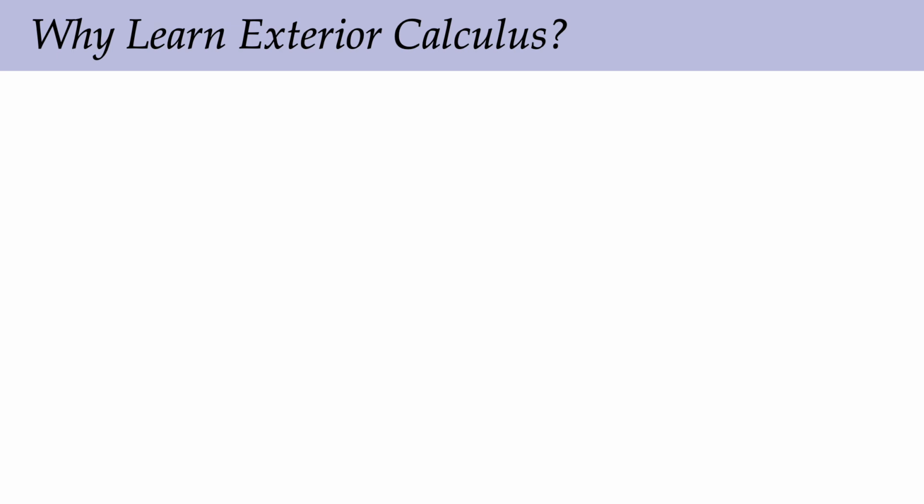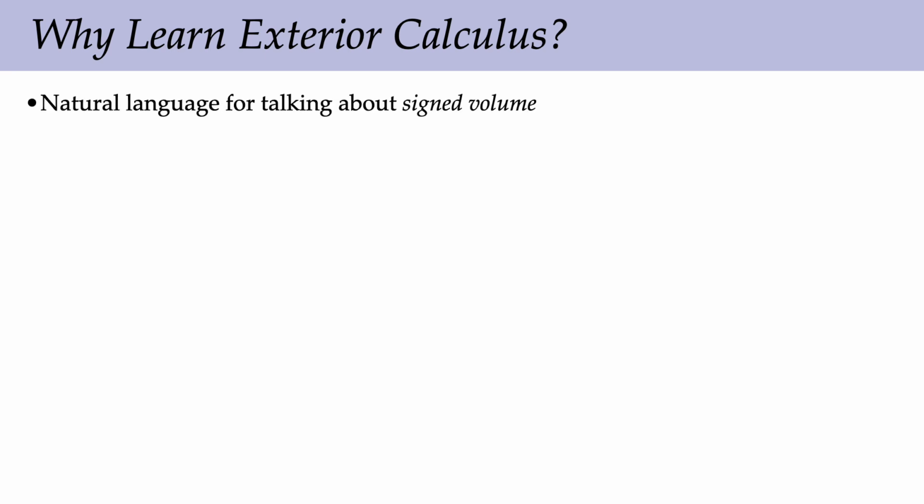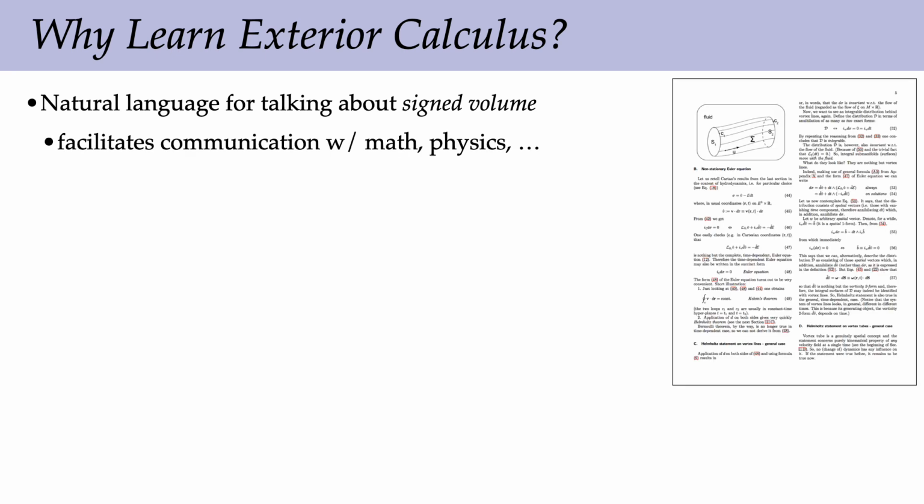So with that in mind, why learn exterior calculus in particular if you want to do geometry and if you want to do discrete and computational geometry? Well, one reason is that it's a very natural language for talking about signed volume. A lot of the quantities that we need to work with in geometry and math and physics will be something about a length or an area or a volume, and also something about orientation. Are you going in or out? What's the direction? So we already talked a little bit about orientation when we looked at oriented simplicial complexes.